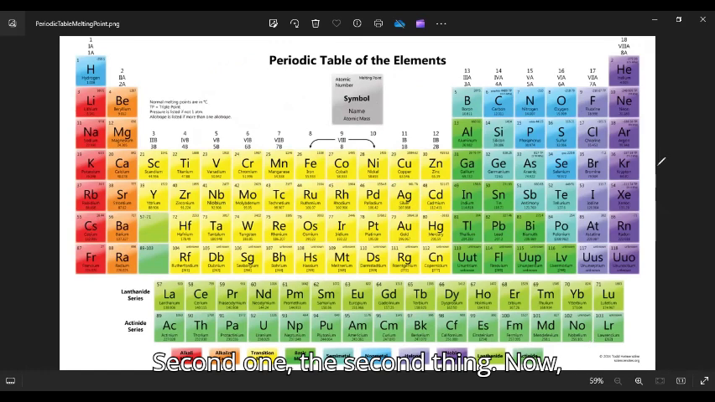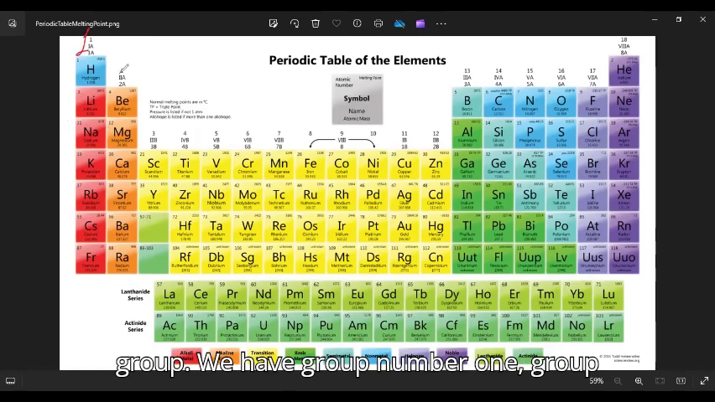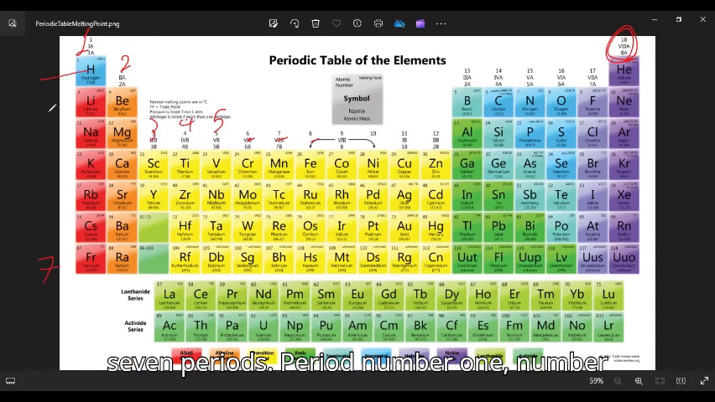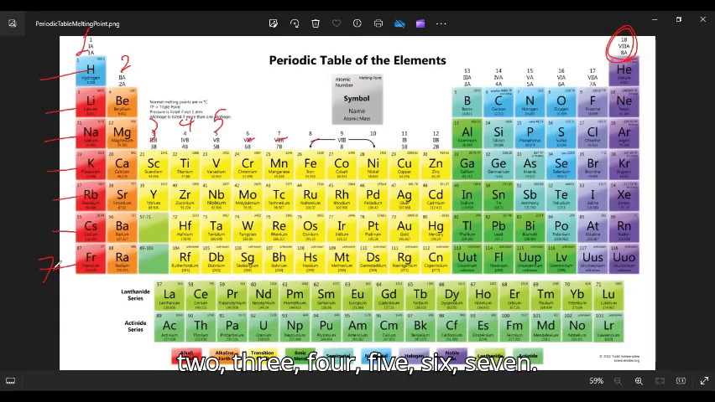Second thing. Now, the periodic table consists of two things, columns and rows. Each column inside the periodic table, we call it a group. We have group number one, group number two, three, four, five, six, seven, eight, nine, 10, until we reach 18 groups. And the number of the periods goes up to seven. Period number one, two, three, four, five, six, seven. So here we have 18 groups and seven periods.